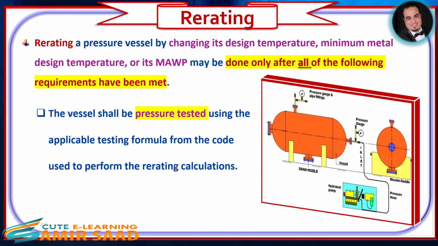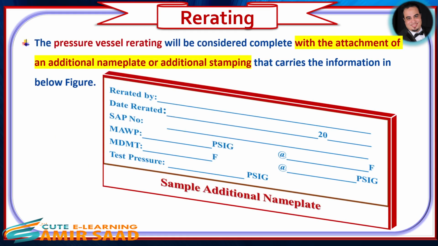The vessel shall be pressure tested, using the applicable testing formula from the code used to perform the rerating calculations. The rerating is acceptable to the engineer. The pressure vessel rerating will be considered complete with the attachment of an additional nameplate, or additional stamping, that carries the information in the figure below.